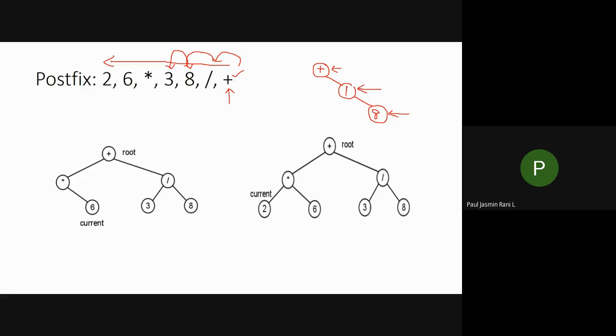So from this 8, I have to backtrack to the parent of this particular 8 node. The parent of 8 is nothing but slash. So I have to backtrack over here. When I am here, the right side is occupied. Then I have to give preference to the left side. The left side is vacant. So I got the vacant place, that is the left side of this slash node. So here I have to place the 3. Okay, can you follow here?